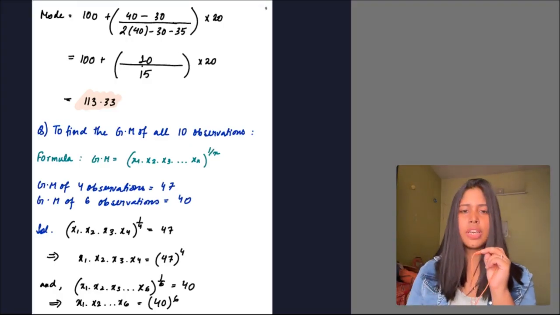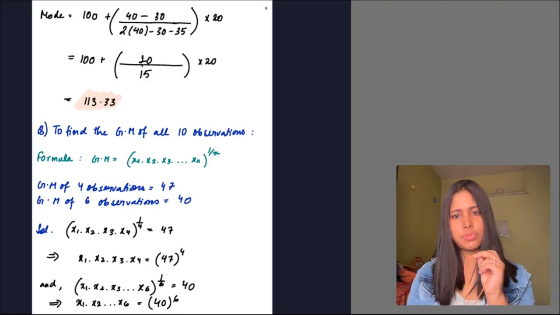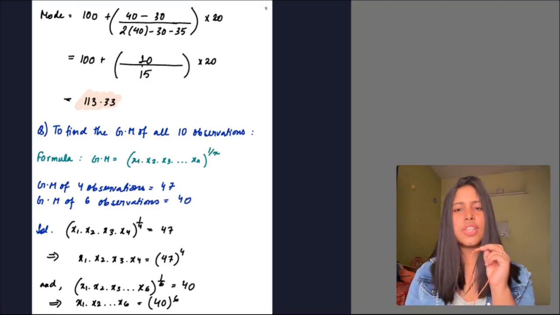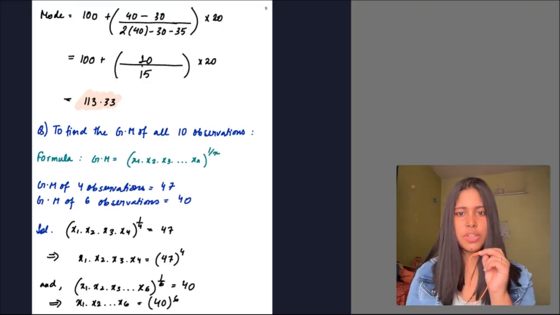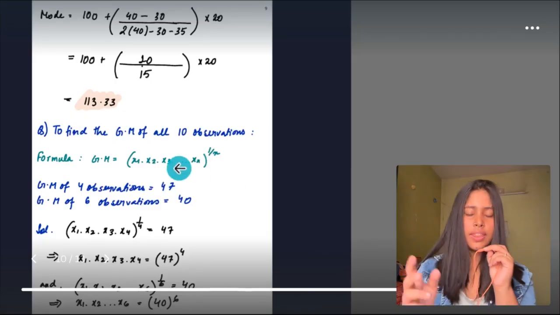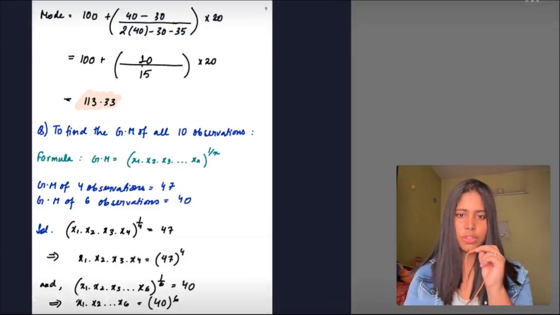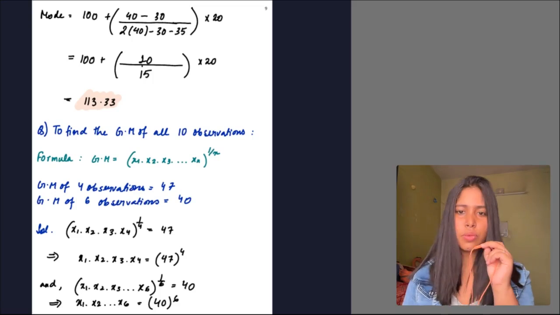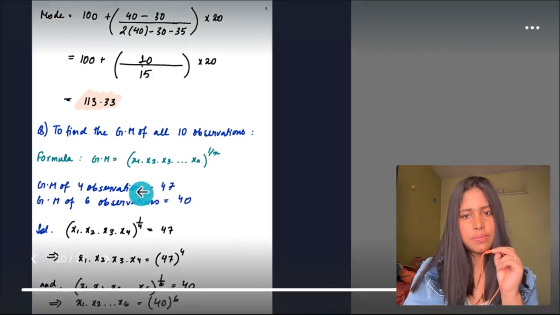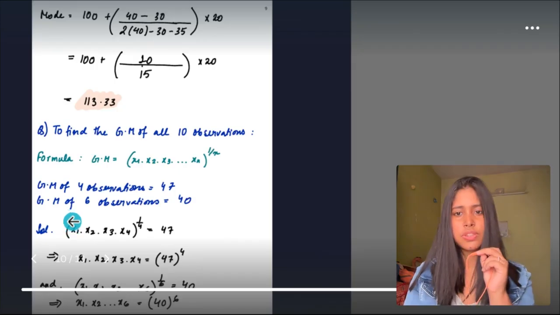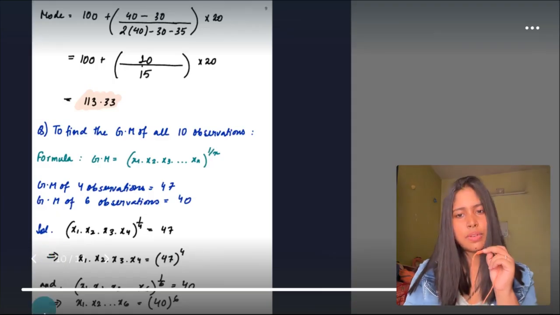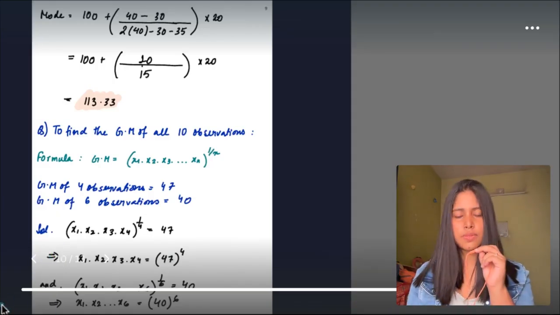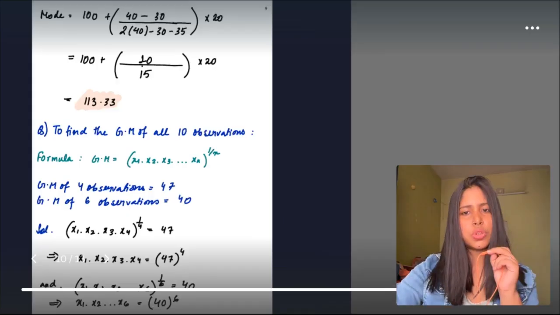n. And we are given that the GM of 4 observations is equal to 47, and the GM of 6 observations is equal to 40. Then we derive that (x1 into x2 into x3 into x4) whole to the power 1 by 4 is equal to 47, as we are given here. Then we get the product of the 4 observations, which is equal to 47 to the power 4. And same for these 6 observations: (x1 into ... into x6) to the power 1 by 6 is equal to 40. Then we get the product of x1, x2, x3, x4, x5, x6 equal to 40 to the power 6.